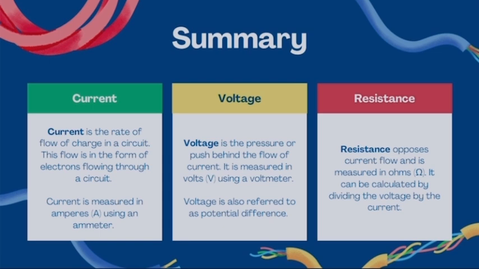Resistance opposes current flow and is measured in ohms, Greek letter omega. It can be calculated by dividing the voltage by the current.